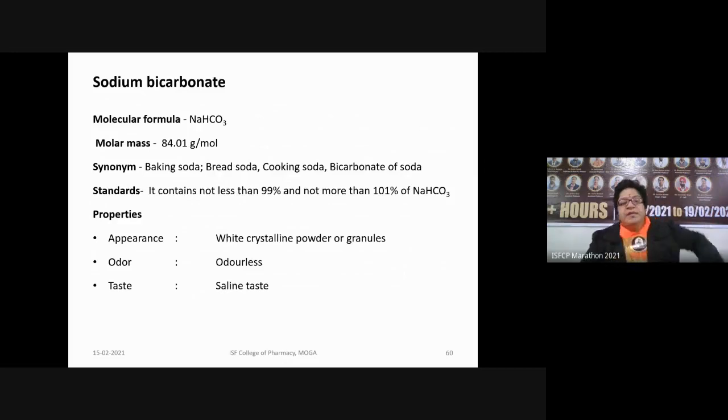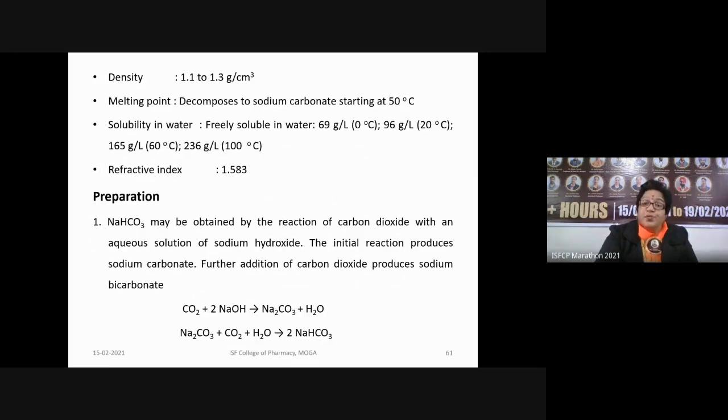Standards: it contains not less than 99 and not more than 101% of sodium bicarbonate. Properties, appearance: it is a white crystalline powder, and it will be available in granular form. Odorless, there is no smell, and it has a slight saline taste. Its density is more than water, it is 1.1 to 1.3.